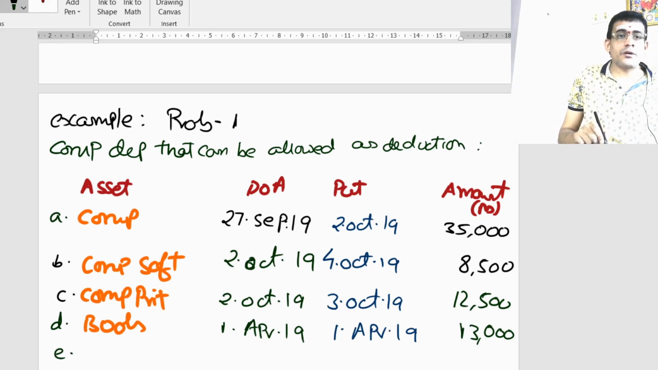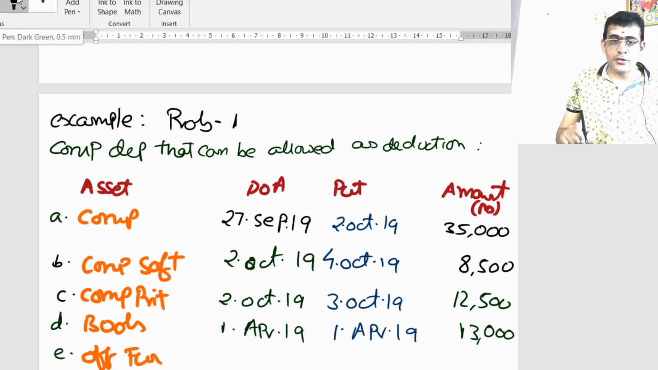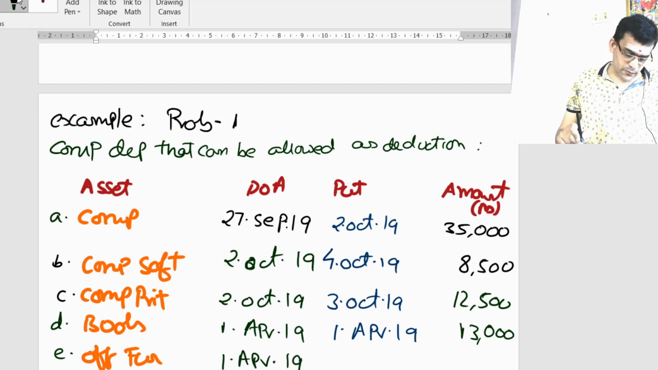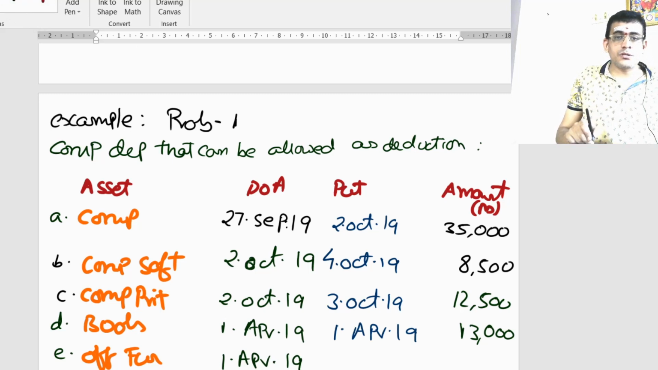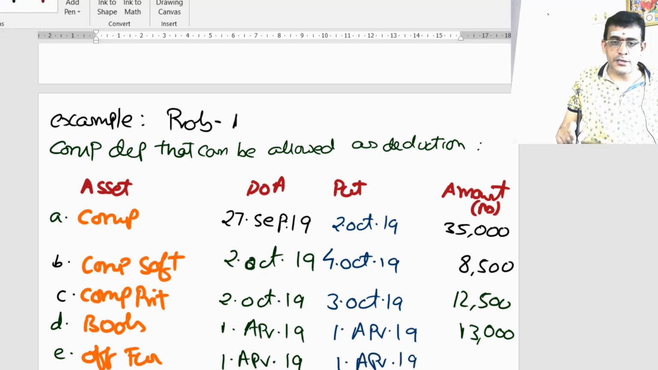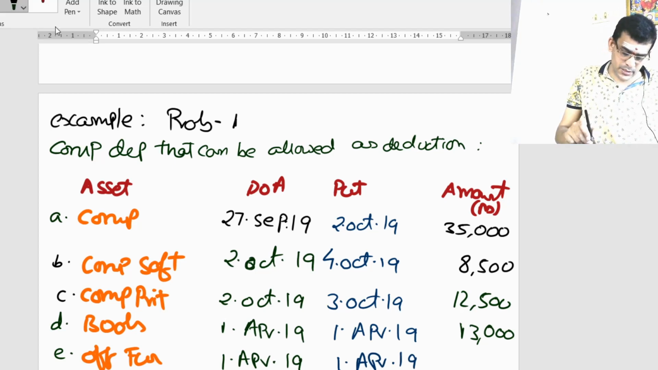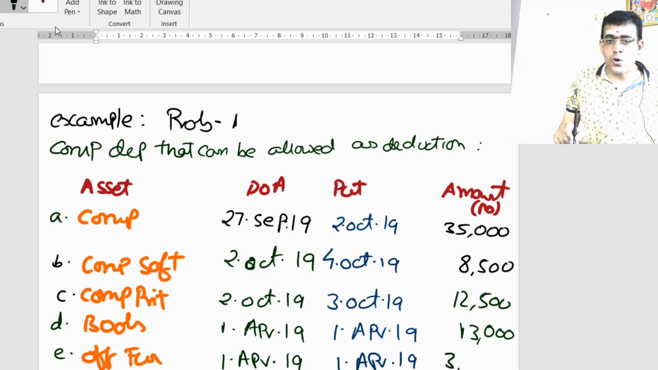The next asset is office furniture. The date of acquisition is 1st April 2019, and the date put to use is also 1st April 2019. On the same date of acquisition the asset was put to use. Now let us see the cost of the asset. The cost of the office furniture is 3 lakhs.